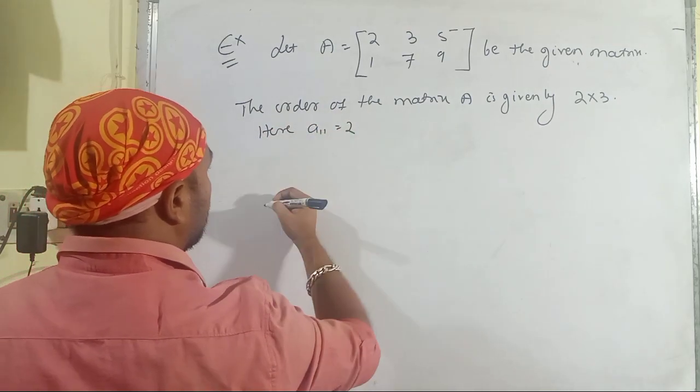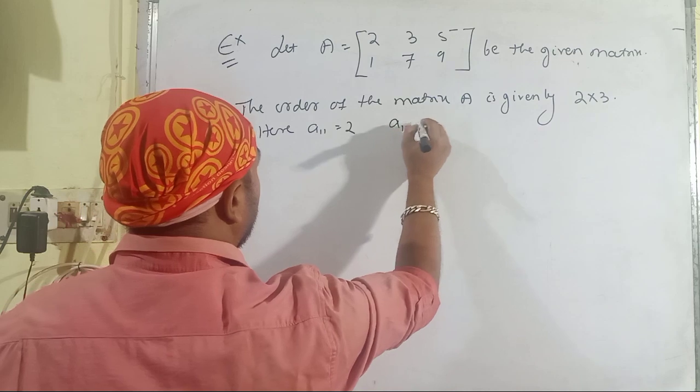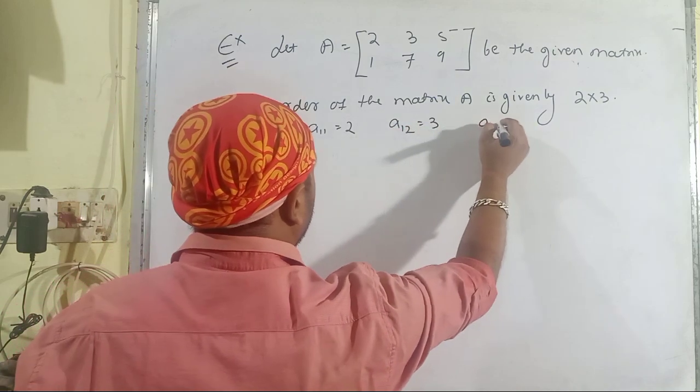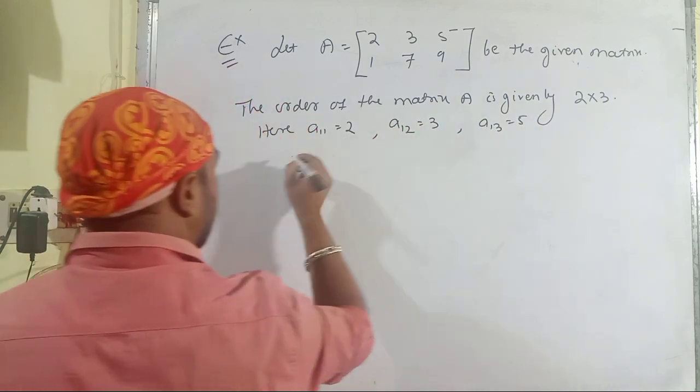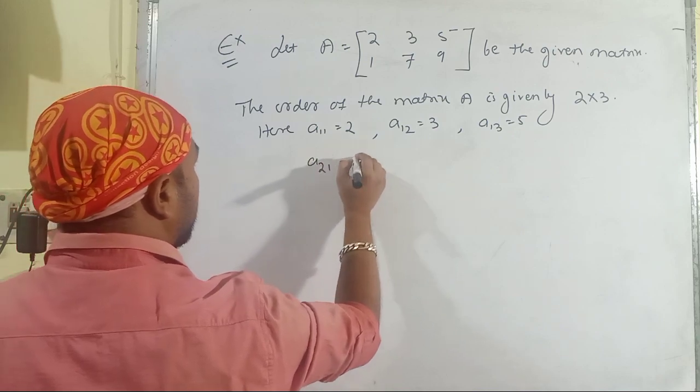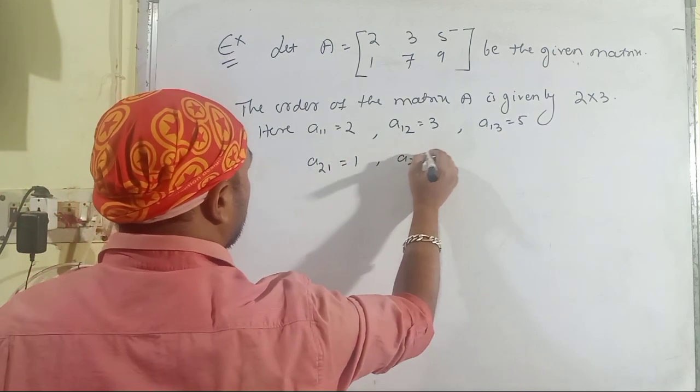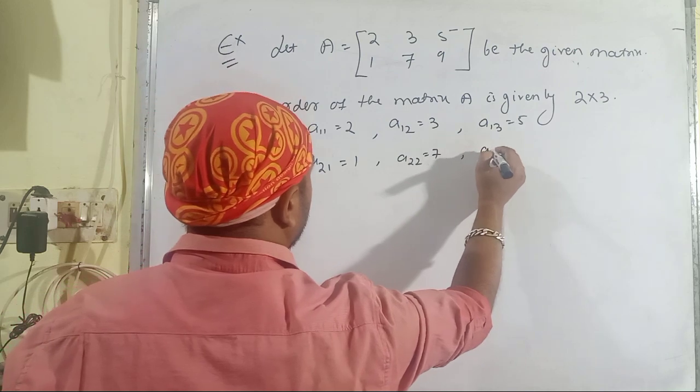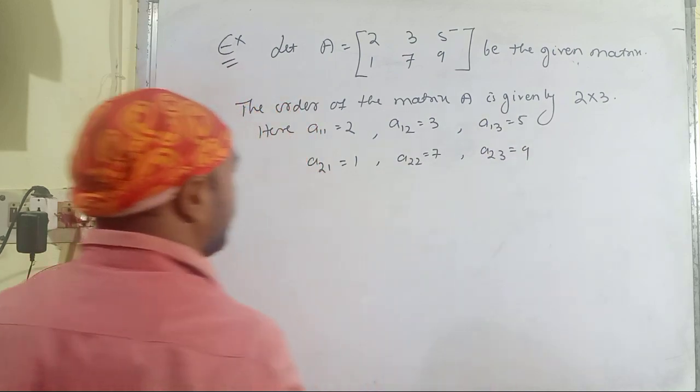Here A11 is equal to 2, A12 is equal to 3, A13 is equal to 5, then A21 is equal to 1, A22 is equal to 7, A23 is equal to 9.